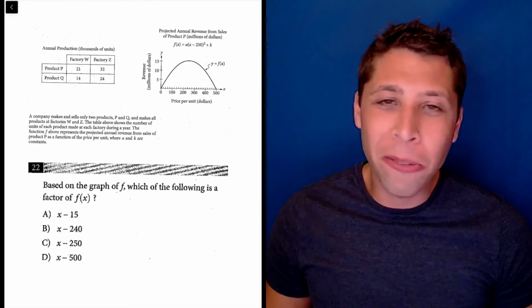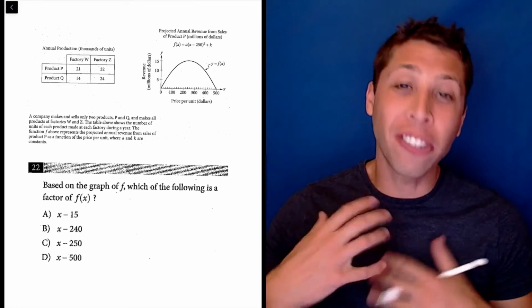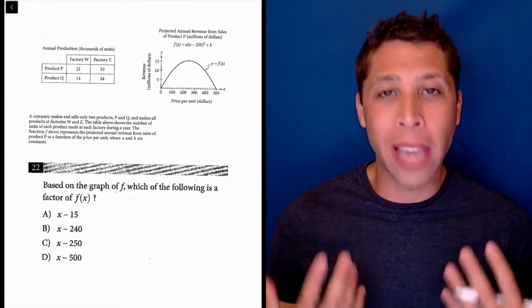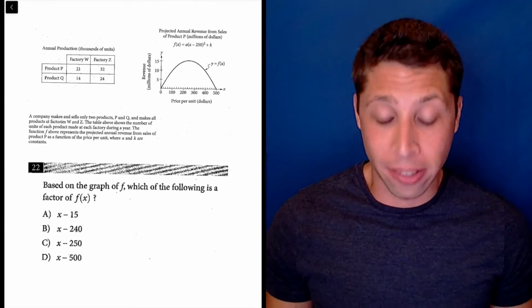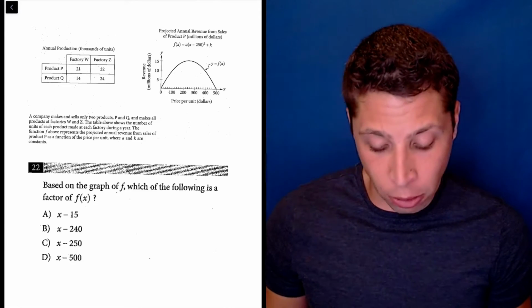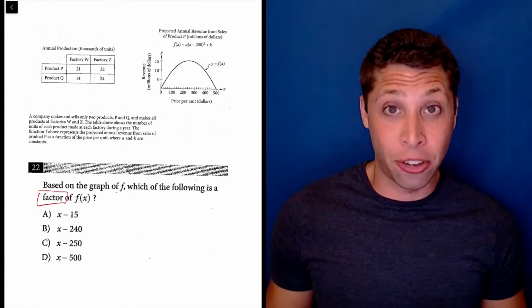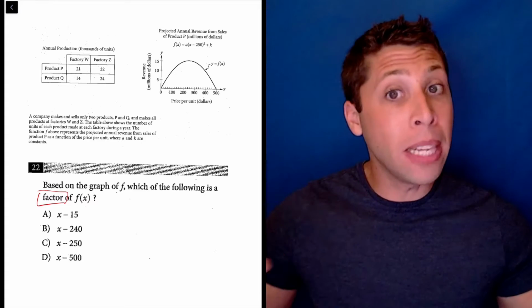So many people get this question wrong, and yet it's so easy if we've actually taken the time to study the vocabulary associated with quadratics. And this question doesn't have a lot of words. It only has one that really matters to me: factor. Factor has a lot of meanings in math.